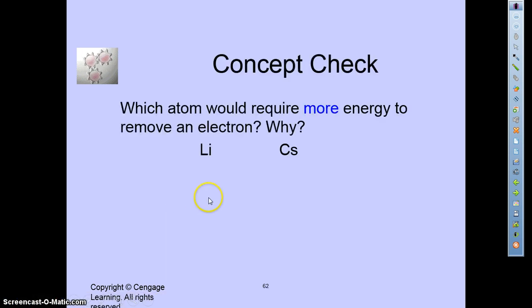Which atom would require more energy to remove an electron, and why? And the answer to this one would be lithium. Lithium and cesium are both in group 1, and lithium is at the top while cesium is at the bottom. That means that lithium is going to have a stronger hold on its electrons than cesium. Cesium has so many more than lithium that it takes less energy to remove the ones that are further away.